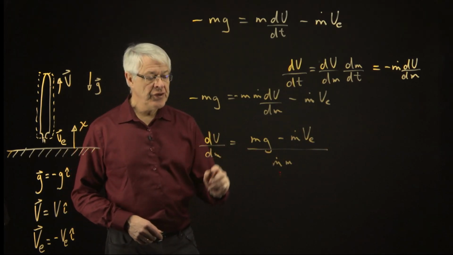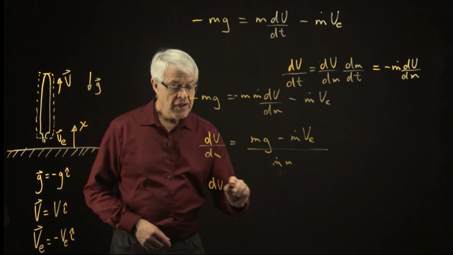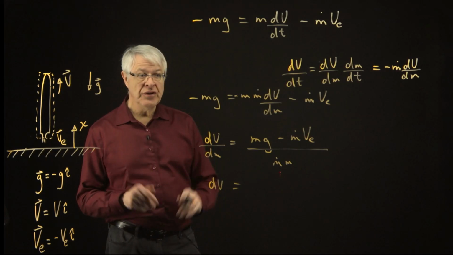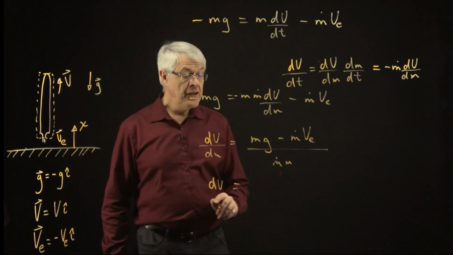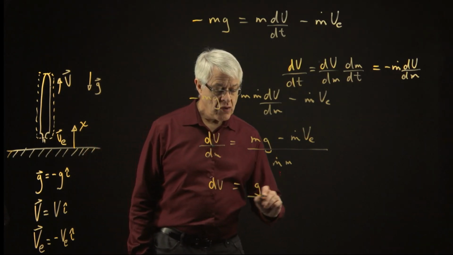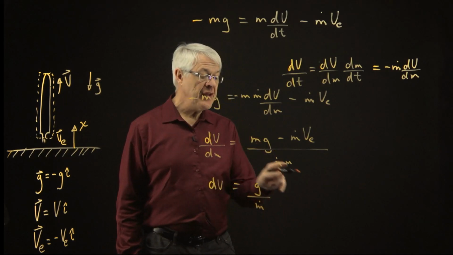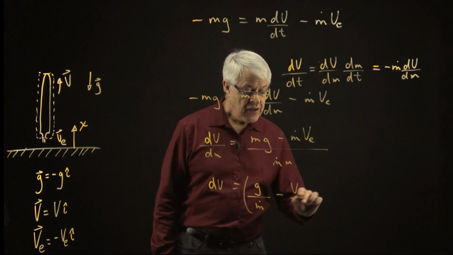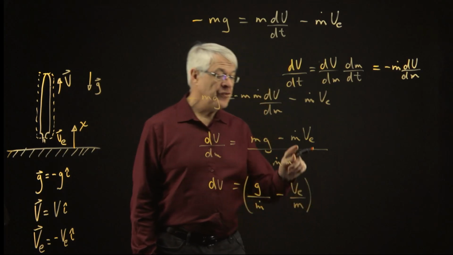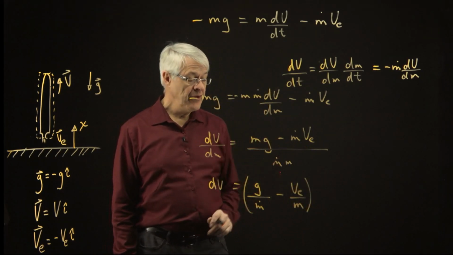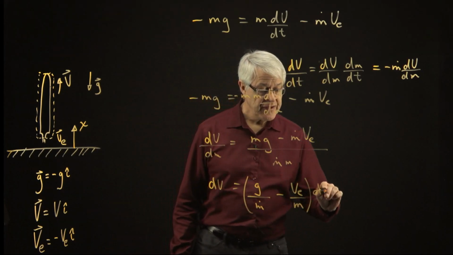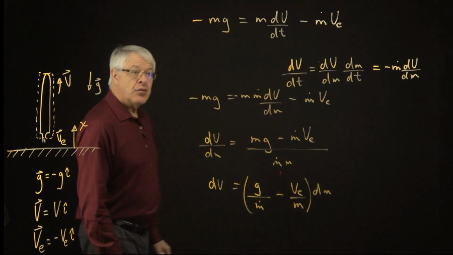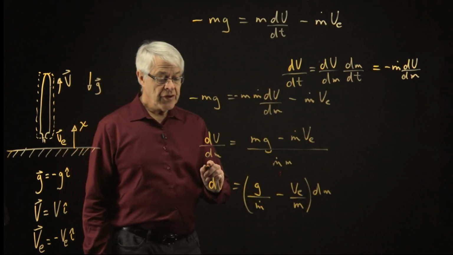Next thing I'm going to do here is just make it so v is the only variable on the left-hand side. So we have g over m dot. Notice the m's cancel. And we have minus ve over m. Notice the m dots cancel. All right? And that's all times dm. So now we're ready to integrate this. So we integrate both sides.